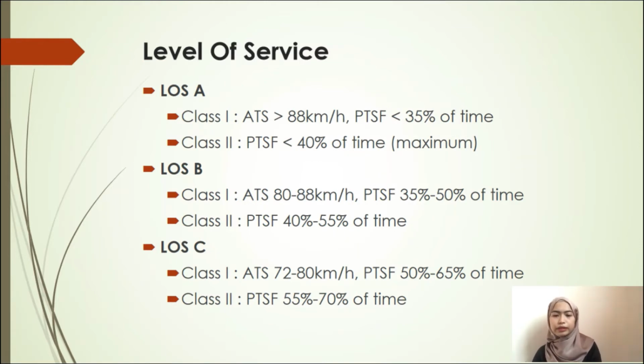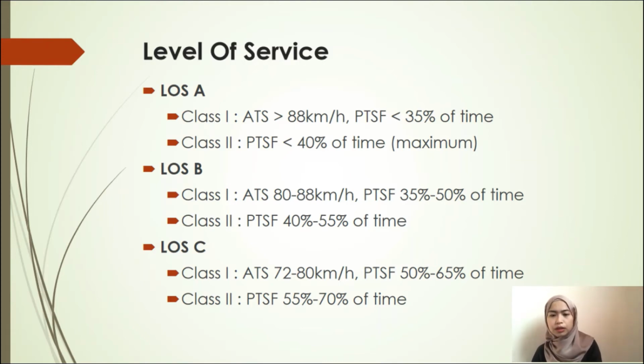For level of service A, this is the highest quality of service that can be achieved. Motorists are able to travel at their desired speed. The need for passing other vehicles is well below the capacity for passing, and few, if any, platoons of 3 or more cars. Average travel speed is 88 km per hour or greater, and travel delays, PTSF, occur no more than 35% of the time.